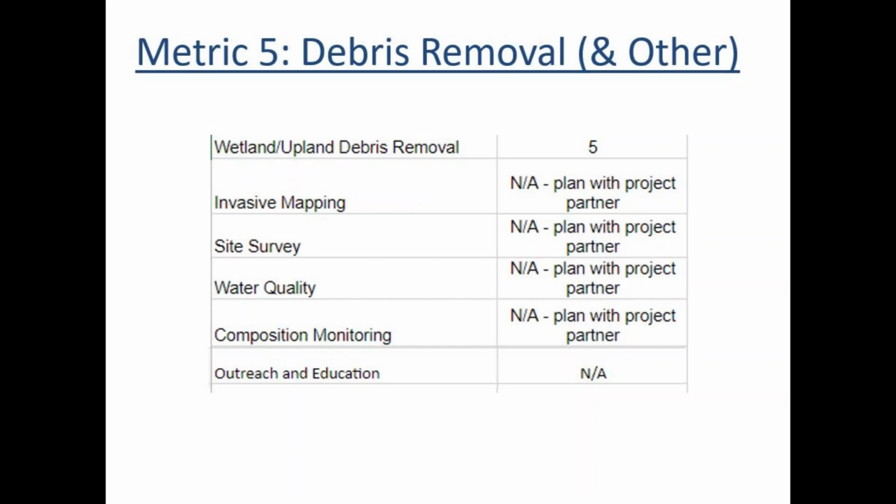The last category or metric is metric 5, debris removal. And there's also a good number of additional approved project activities that don't really fall in any of these subcategories, so I've added them to this section as other. Of course, you'll see the approved activity of either wetland or upland debris removal that relates to metric 5. But then there's also going to be invasive mapping, site survey, water quality monitoring, composition monitoring, outreach and education that are going to fall under that other category.